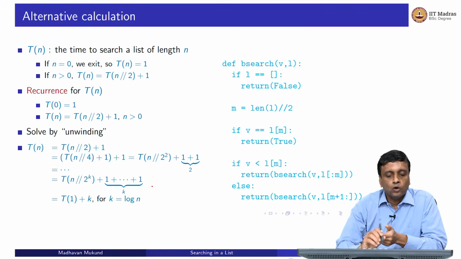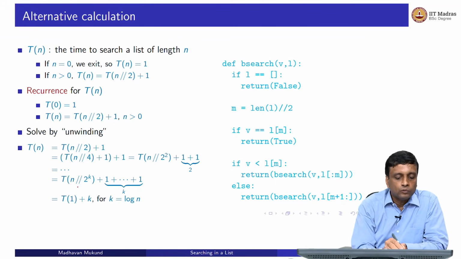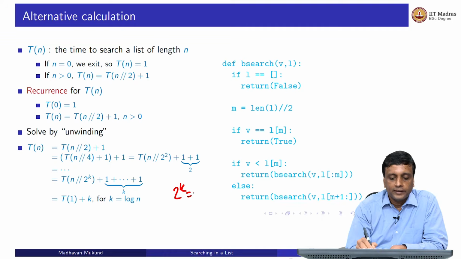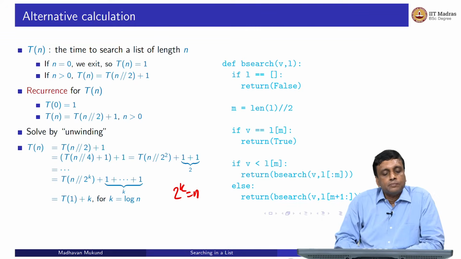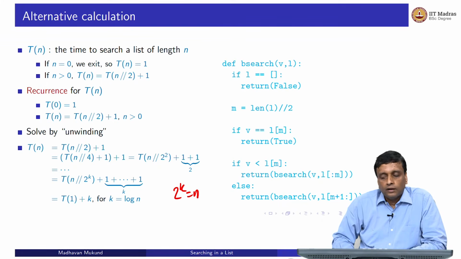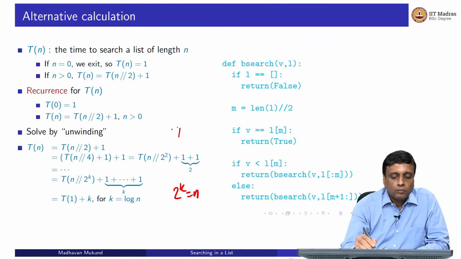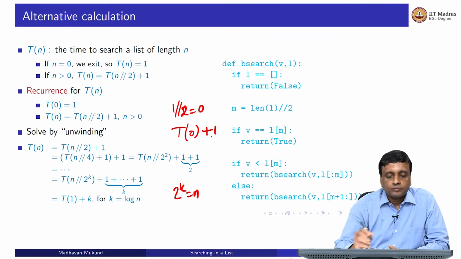So after log n steps, I will have T of 1. So 2 to the k is equal to n, right. So after log n steps, I will end up with T of 1 plus log n, of course. So T of 1 plus k, where k is log n. But what is T of 1? Well, T of 1 is T of 0, because 1 by 2 is 0, right, plus 1.